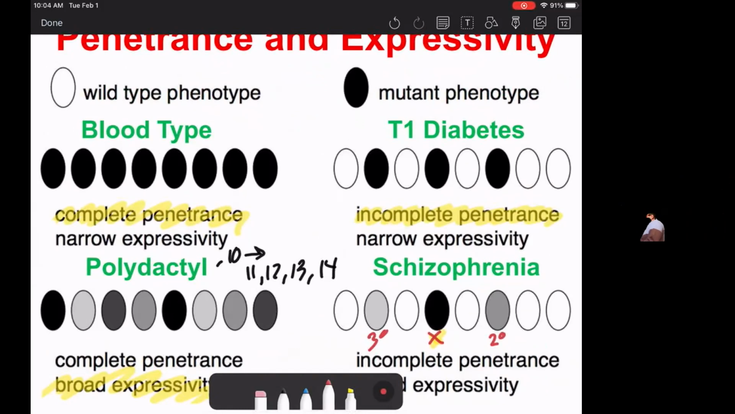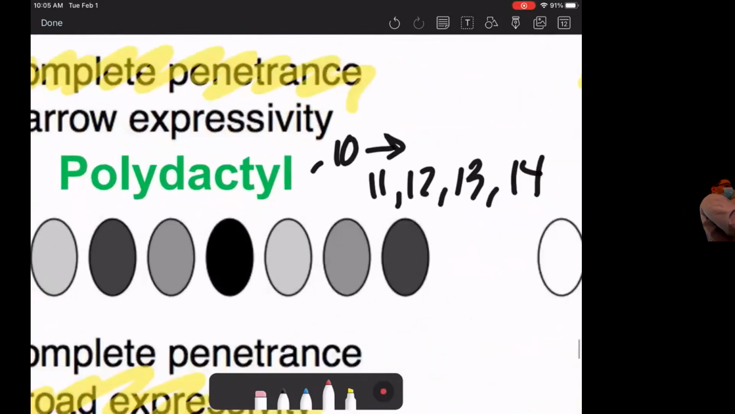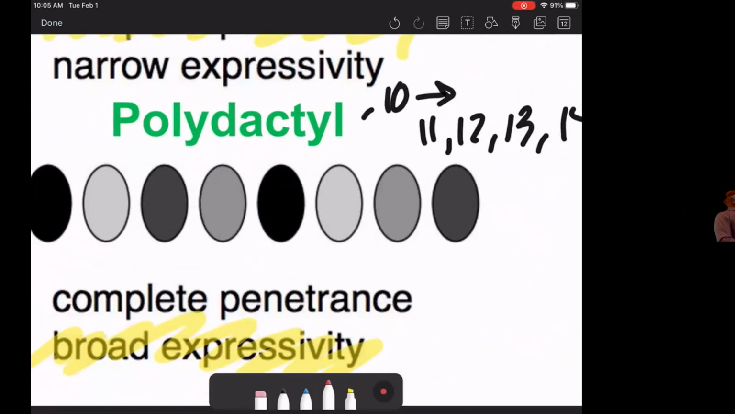The practice that I usually use is Huntington's. If you have the Huntington's disease allele, remember that big brain disease that we saw, it's a dominant allele. If you have it, it's coming. That is complete penetrance. But you may get it when you're 70, you may get it when you're 30. It may be really bad symptoms. It may be actually manageable-ish symptoms. Severity up and down can change. That is an example like polydactyl. You're getting it, but you don't know how bad or good you're gonna get it.